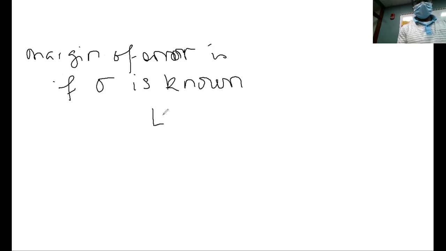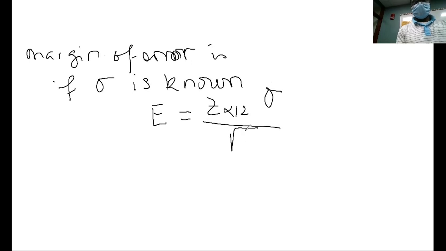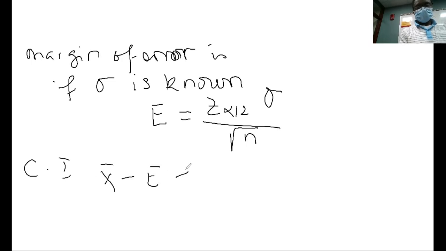The margin of error is E equals Z alpha over 2 times sigma divided by square root of n. Do we remember that? The margin of error is Z alpha over 2 times sigma divided by square root of n. And the confidence interval is x bar minus E.